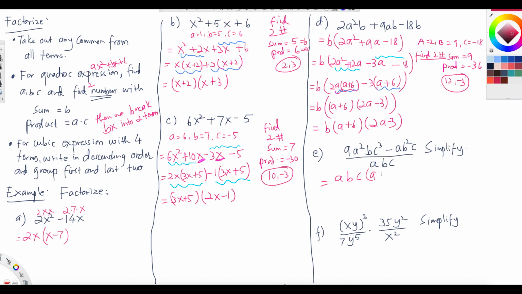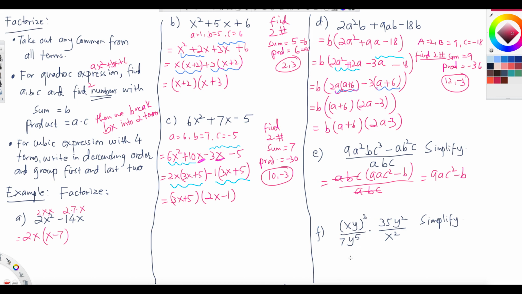We took a already, so a is left, and then b is gone already, then there is no b. So c square, c cube, c, so c square left, right? 2 of them left because we took 1 out already. Minus, what is left? A is taken out already, one of the b is taken out, and c is taken out, just b is left there. And divide by abc. See, abc divided by abc is just 1, so that is 9ac square minus b is the final answer. You see that?